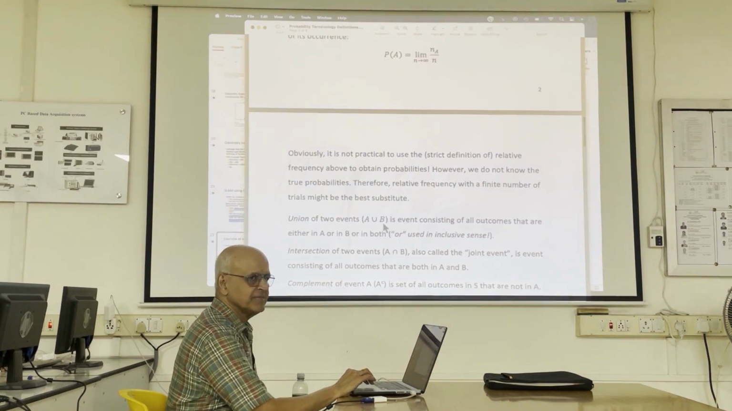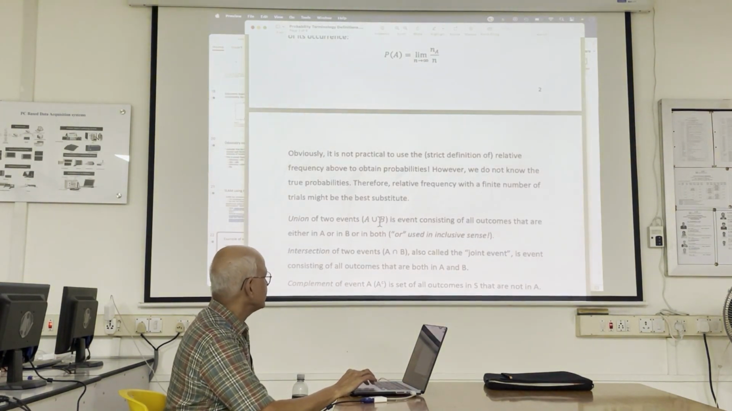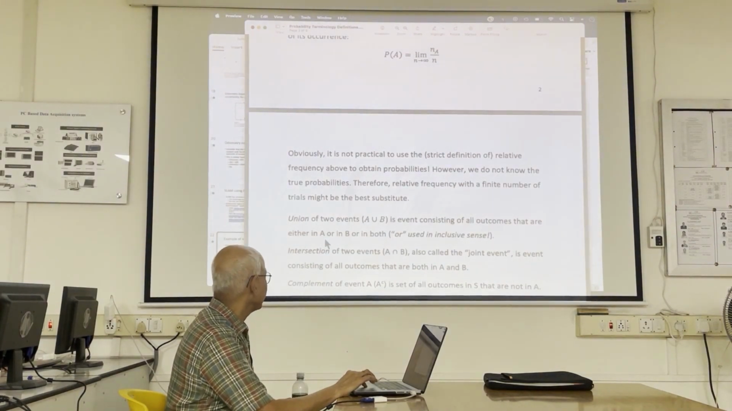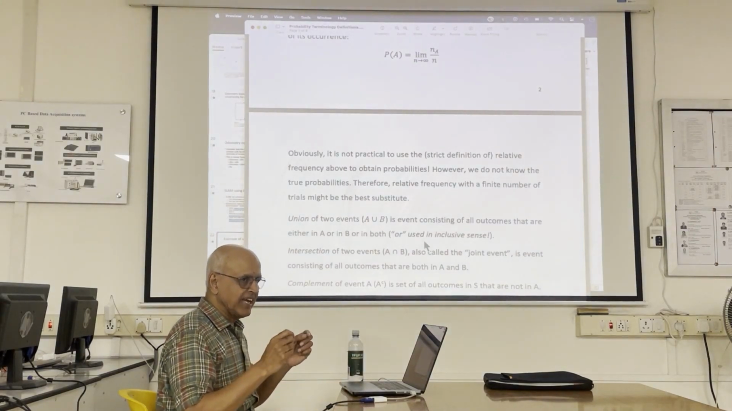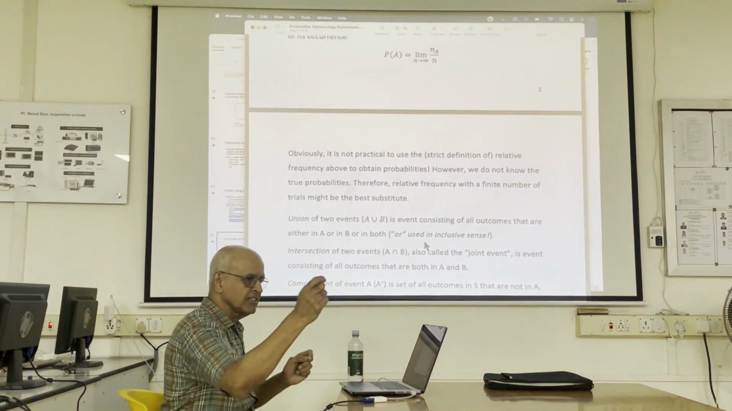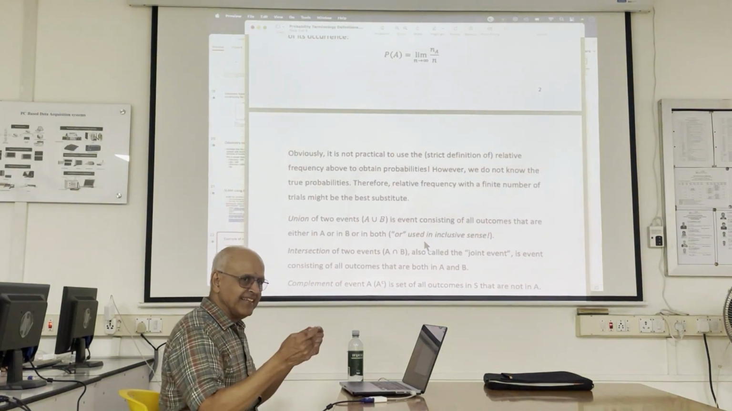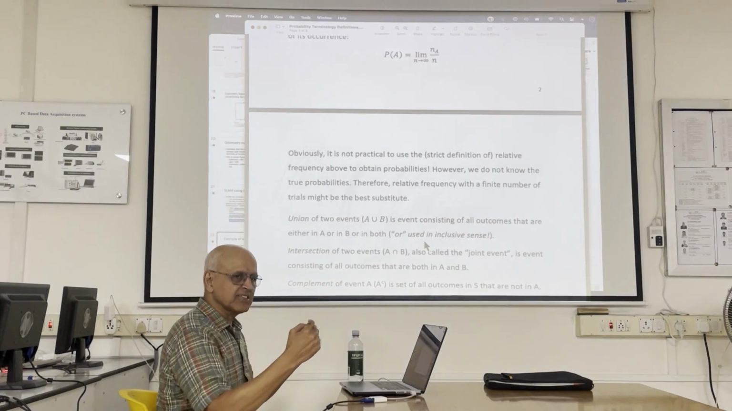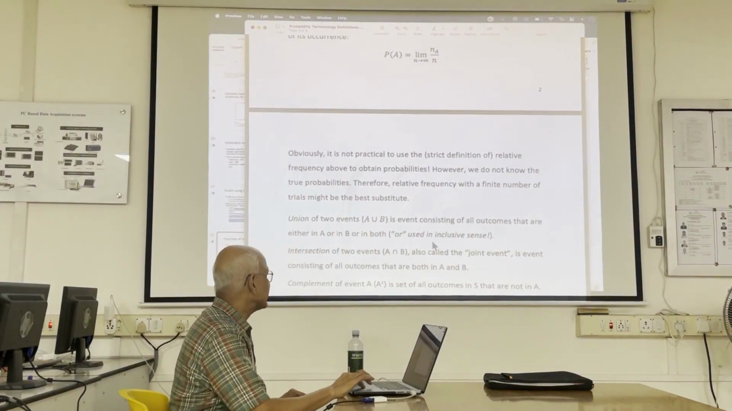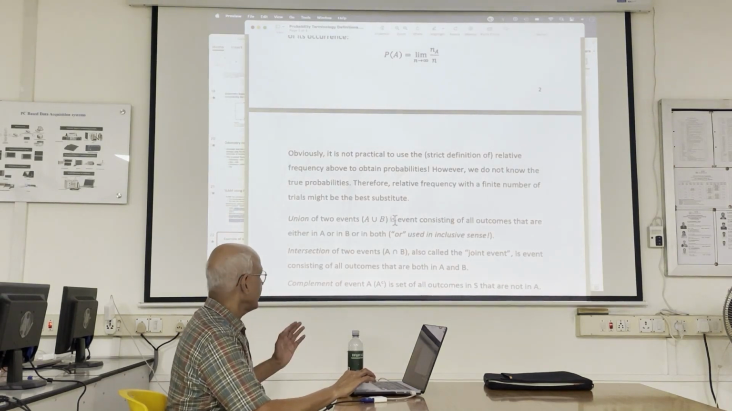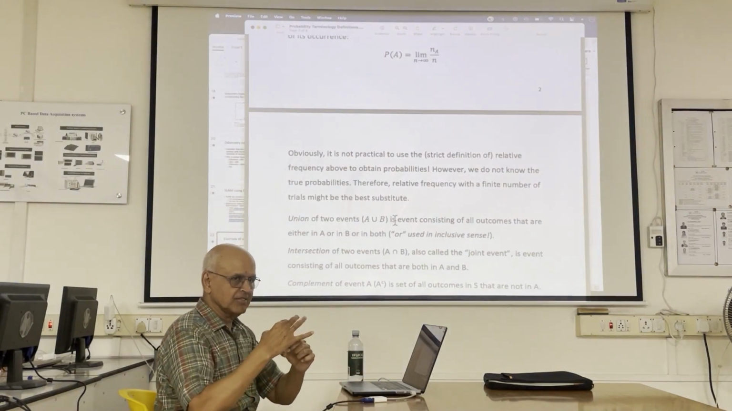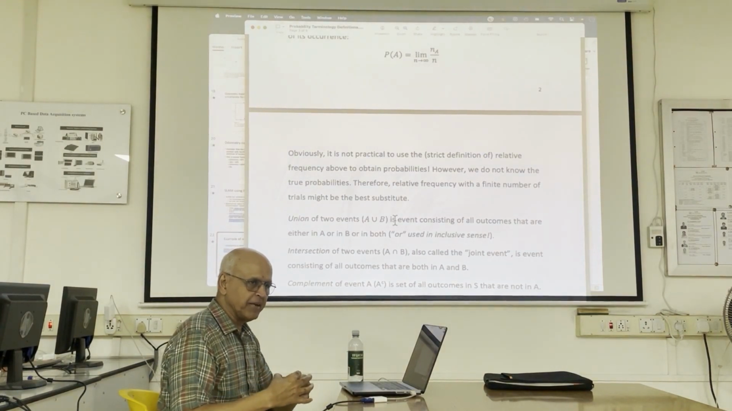A union B. So you can have the union of 2 events. It is the event consisting of all outcomes that are either in A or in B or in both. Now the word "or" is confusing because you say he's either going to see this movie or this movie today. Then you have that impression that it's mutually exclusive, right? "Or" in that sense is different from "or" here. Here it means union. That means either A or B, or there can be an intersection between A and B.